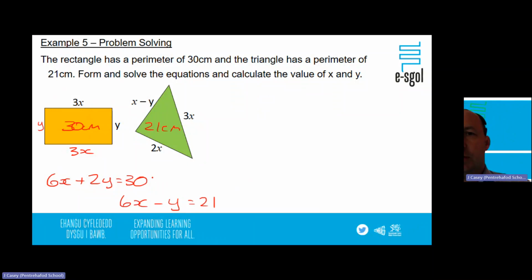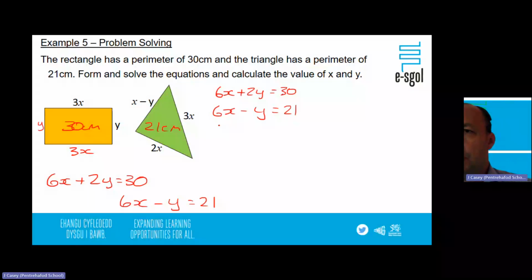Okay, so these are my two equations. Now I'm looking, there's a 6x and a 6x, so I can probably take them away. I'm going to write the rectangle equation out on top: 6x plus 2y equals 30, and then 6x minus y equals 21. So I'm going to subtract those two equations.